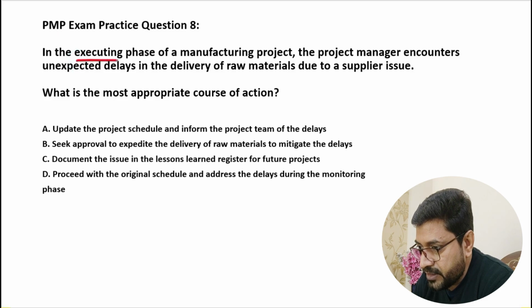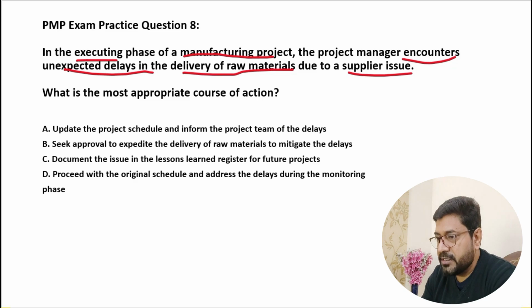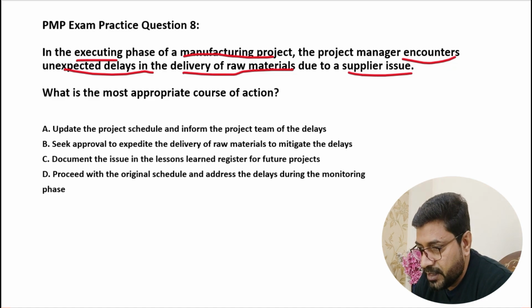So execution phase, and this is a manufacturing project. Now the project manager encounters an unexpected delay in the delivery of raw materials due to a supplier issue. So who is the issue? The supplier is the problem here, and the raw material will be delayed because of the supplier issue, whatever issue they have. So what is the most appropriate course of action for the project manager not to delay the project? What should the project manager do?